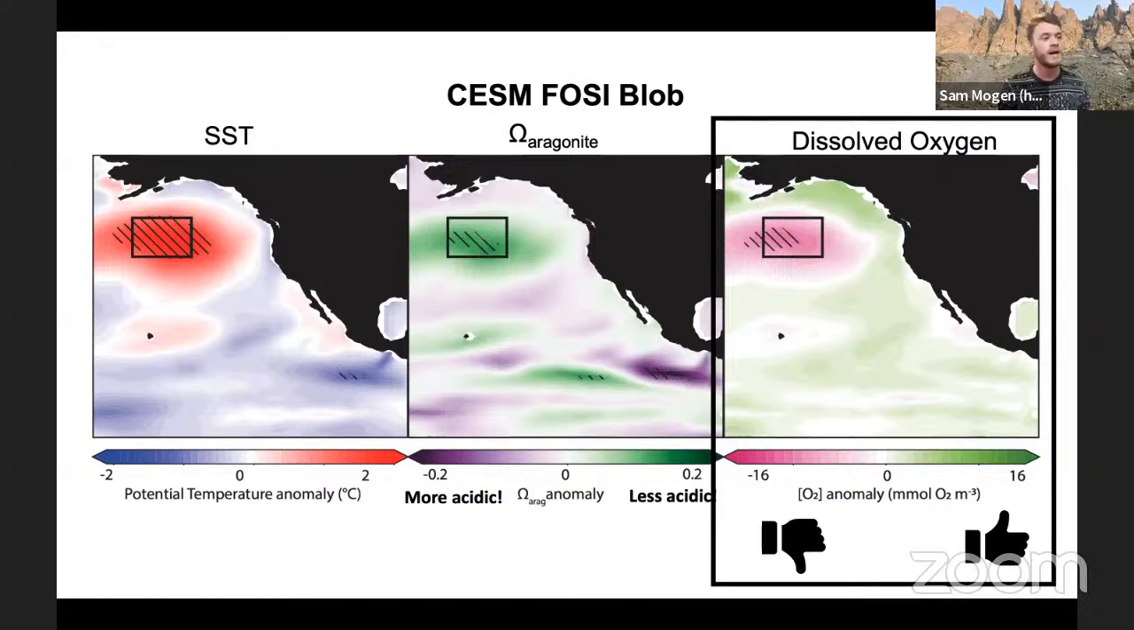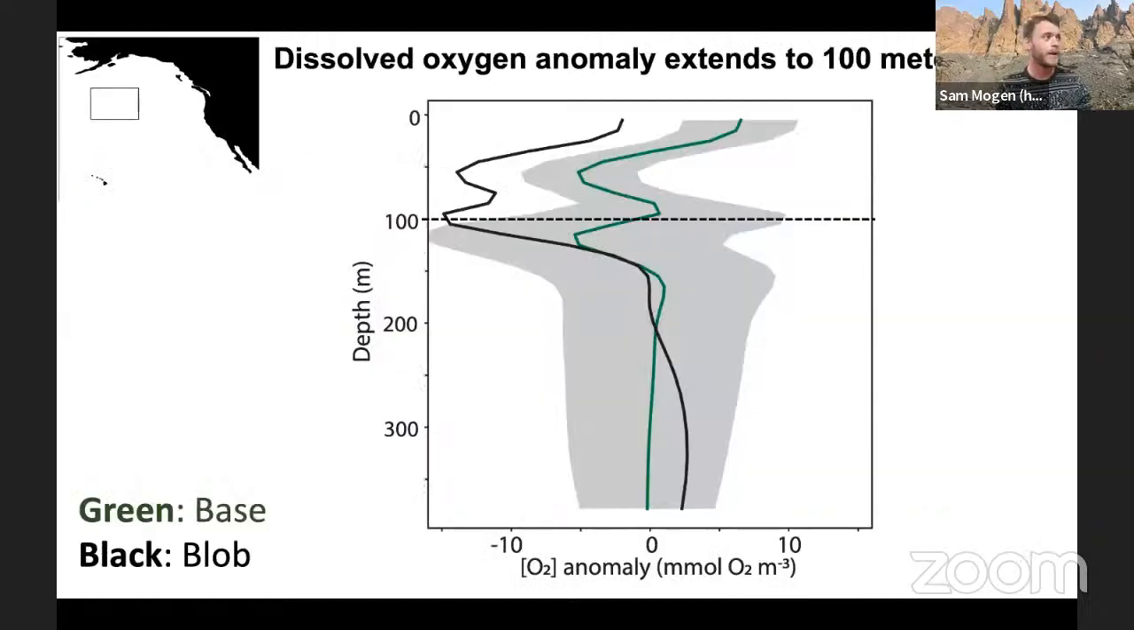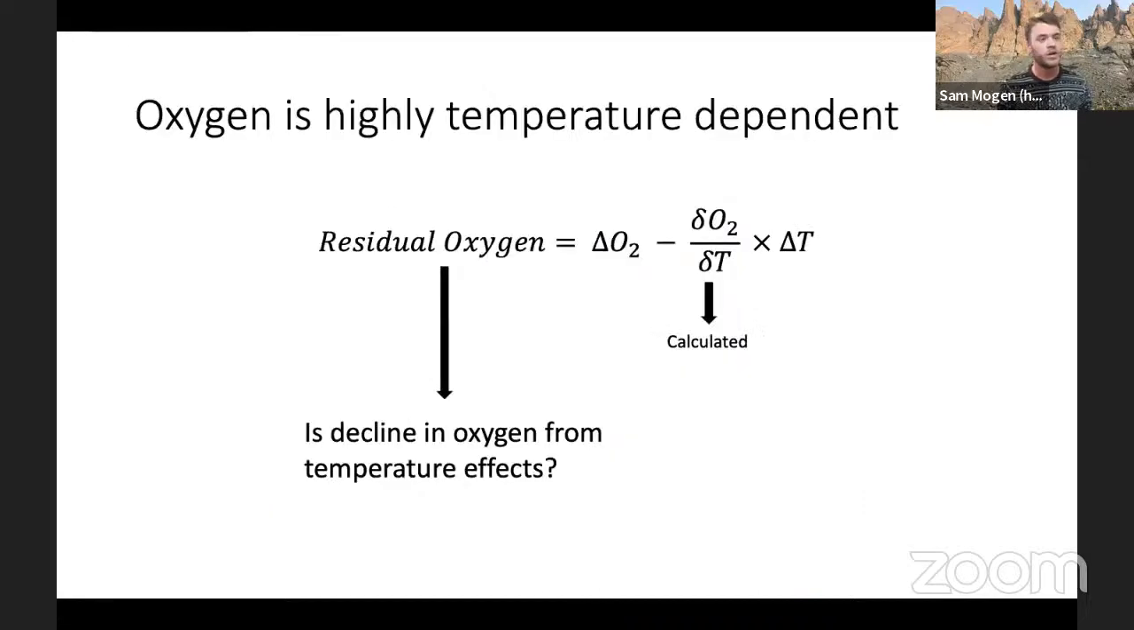We want to understand why dissolved oxygen would be declining so significantly. Again, with the model, we looked down at depth and just tried to understand how deep the signal goes. And as with our carbon signal and our acidification signal, we're seeing it down to about 100 meters. But unlike carbon dioxide, oxygen is highly temperature dependent on really short-term timescales. So the effects of this warming would be felt on the amount of dissolved oxygen present.